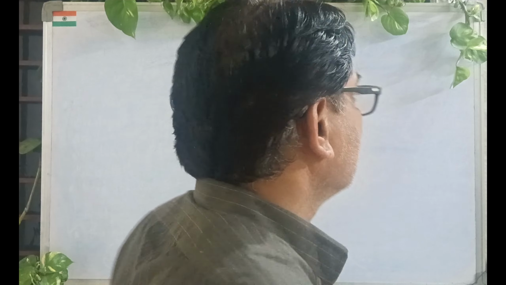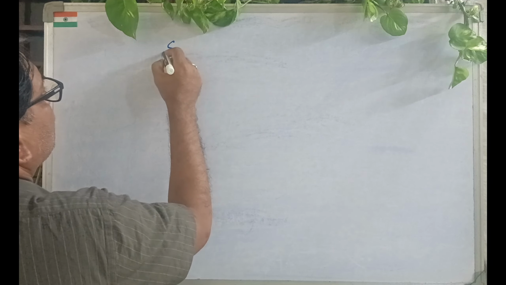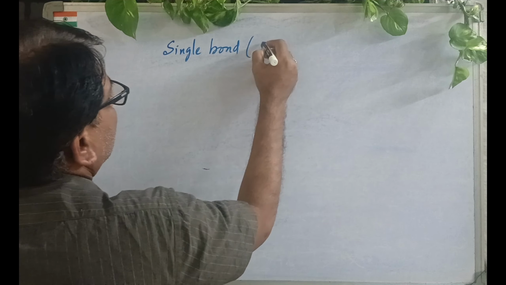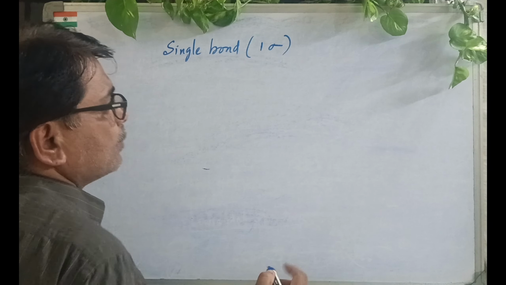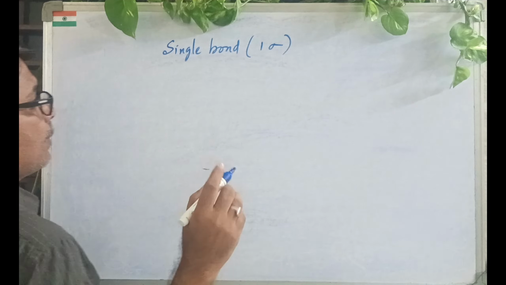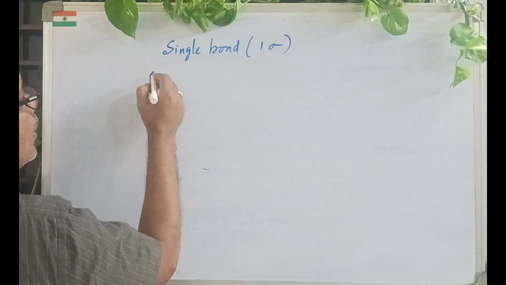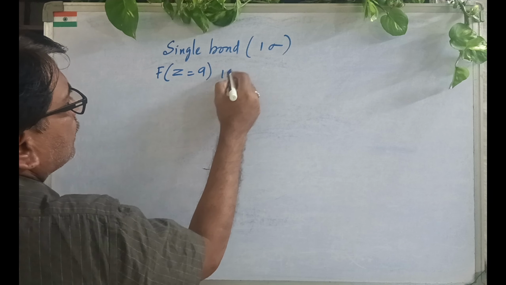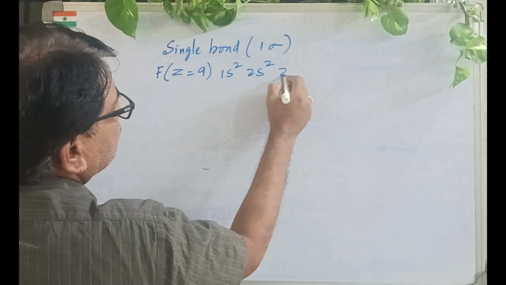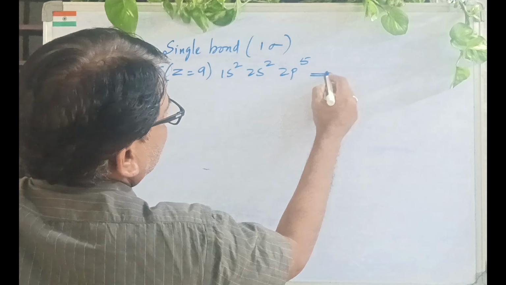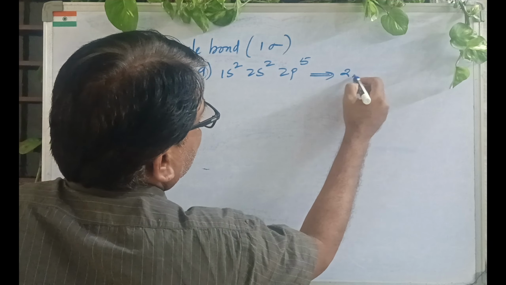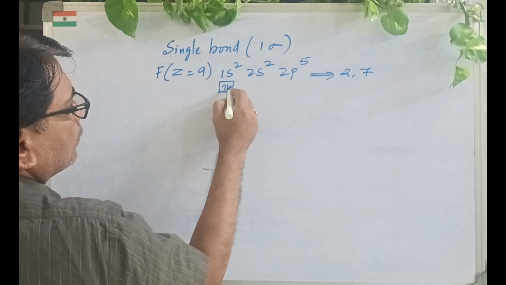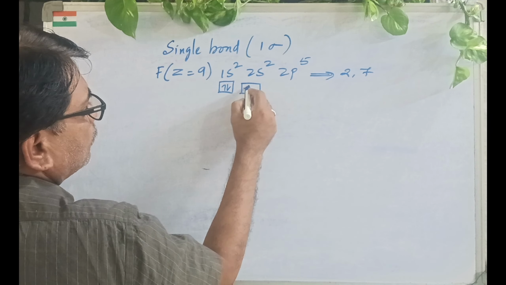Let us see now. In the first case, we will see a single bond. Single bond means you have only one sigma bond. That means only one end-on-end overlapping will take place and a sigma bond will be formed. For that, let us take fluorine, whose atomic number is 9 and its electronic configuration is 1s2, 2s2 and 2p5, that is 2, comma 7. Now the first case: 1s2 has 2 electrons, 2s2 has 2 electrons.